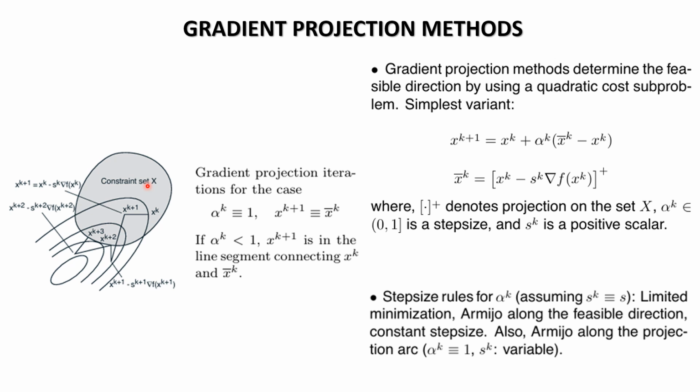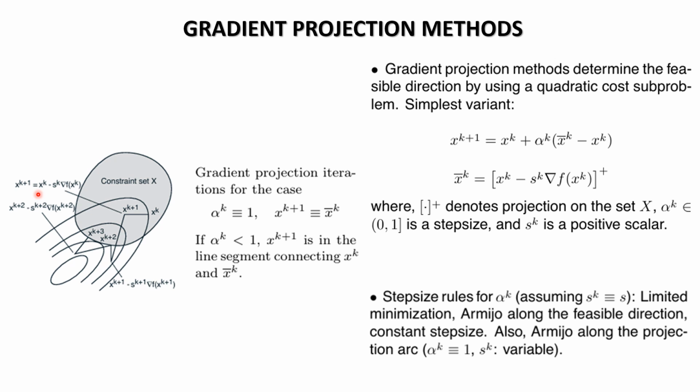Gradient descent proposal. We can compute an unconstrained gradient descent step xk minus sk multiplied by nabla f of xk. This point may fall outside the feasible set X.